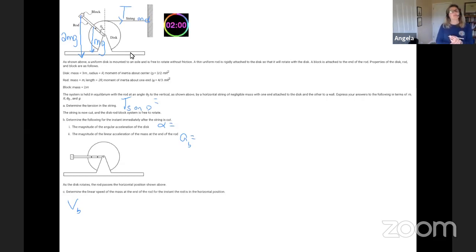Okay, so first we have to find the tension in the string, and you know this system is in equilibrium, so we know that the sum of the torques is equal to 0. So what we want to do is take the clockwise torques and set them equal to the counterclockwise torque. Well, there's actually two counterclockwise torques. Okay, anyway, let's add those torques together.